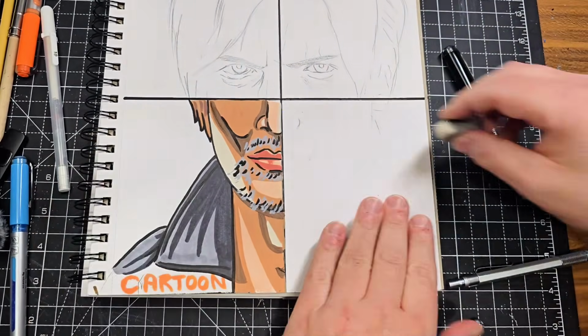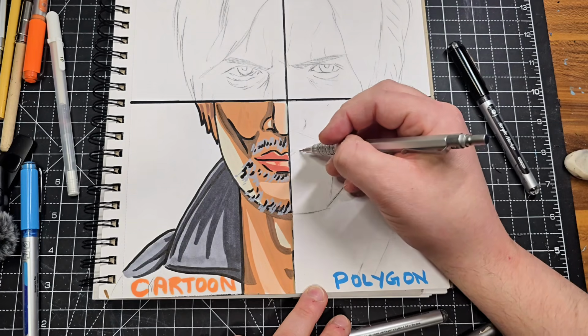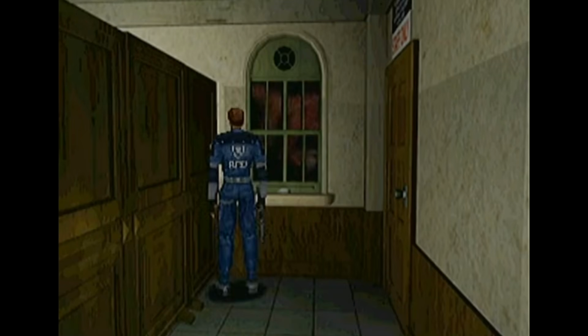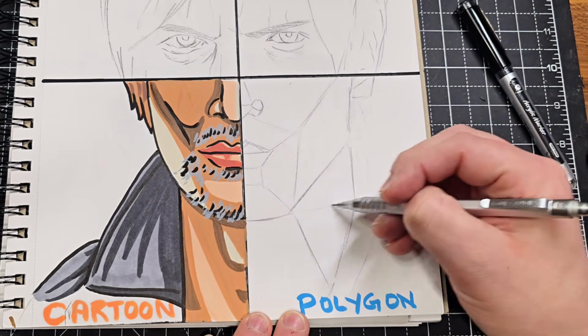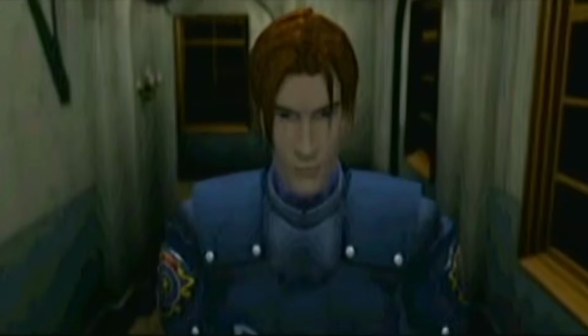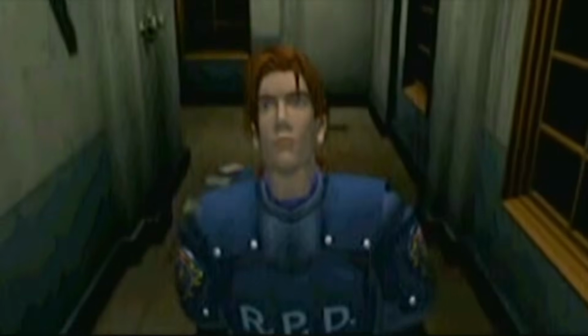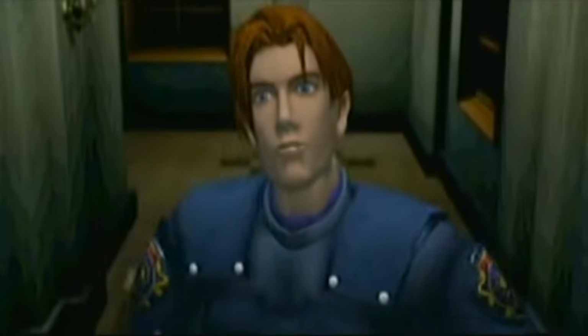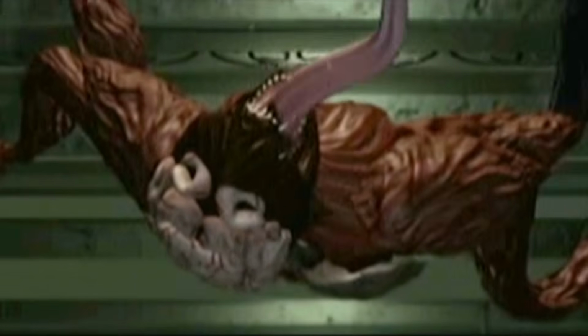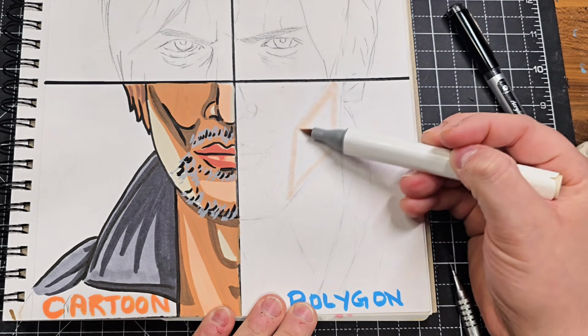And as I said, I was 15 years old when the original RE2 came out and we were introduced to Leon Kennedy, and polygons were it. They made these games look so incredible. We were scared to death when this scene came out. I mean, look at it. It doesn't look like anything special, but to a 15-year-old kid back in 1998, it was everything.